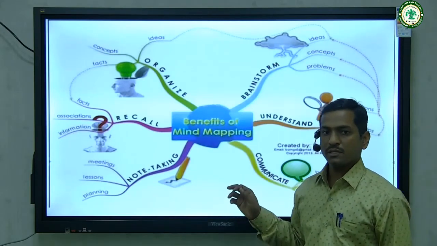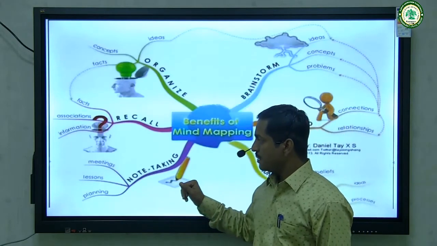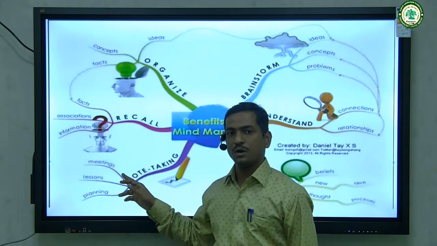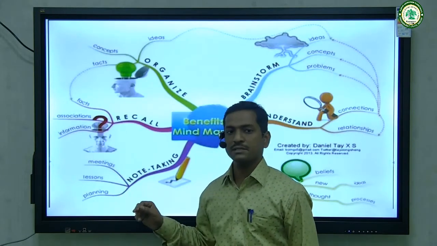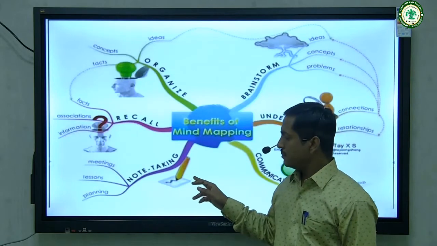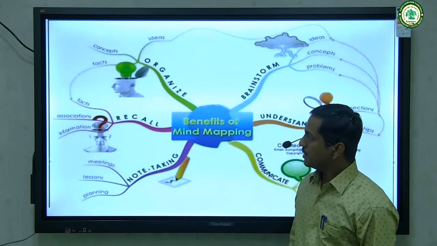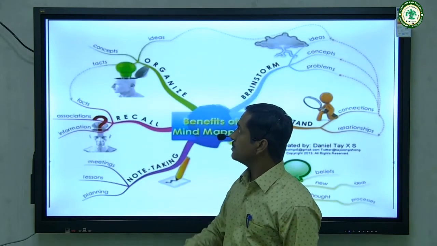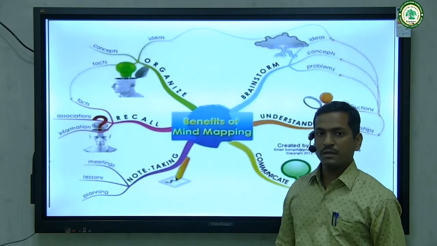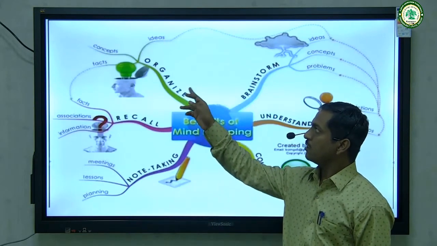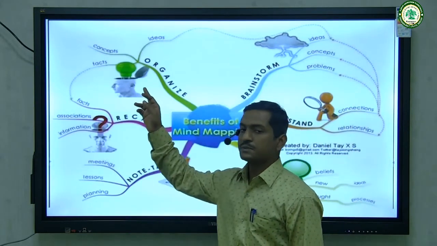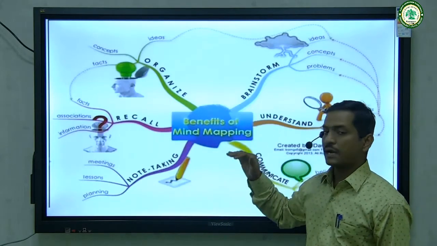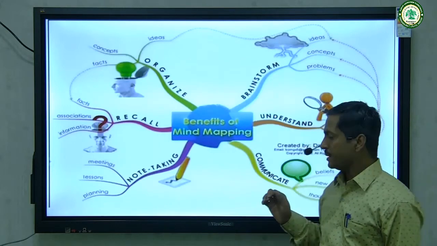Then mind map is also very helpful in note making, while attending meetings, while preparing notes, or while planning our lessons. Then in recall, while recalling our facts, associations or information, mind map is very useful. Then mind map is also useful in organizing our ideas, concepts and facts. So in this way, there are various kinds of benefits of mind mapping.